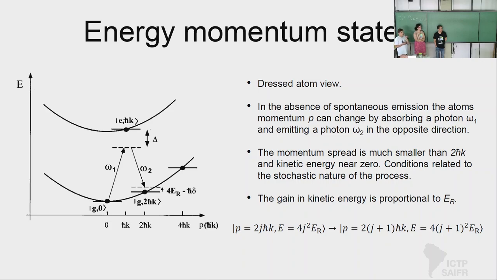And as the momentum spread is much smaller than 2hk, and the kinetic energy is near zero because these atoms are really cold, these changes in momentum are discretized. So when we do one of these processes, we go from a state with momentum and energy equal to zero, if you have j equal to zero, and then you can make these steps one by one. The momentum change is proportional to 2hk, and the gain in kinetic energy is proportional to ER, which is proportional to the frequency shift, which, as we said, is changing linearly over time.